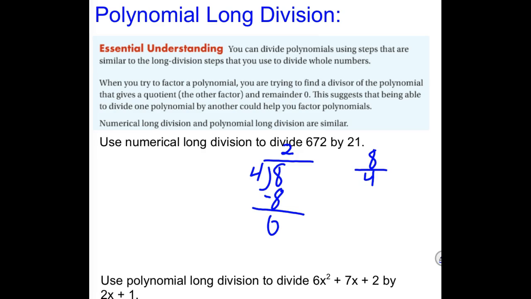Yes? So 4 is a factor of 8. 2 is also a factor of 8. If you take the 2 and the 4, multiply them back together, you get back to your 8. Okay? Well, we're going to do that same process, but instead of just whole numbers, we're going to have polynomials. All right?